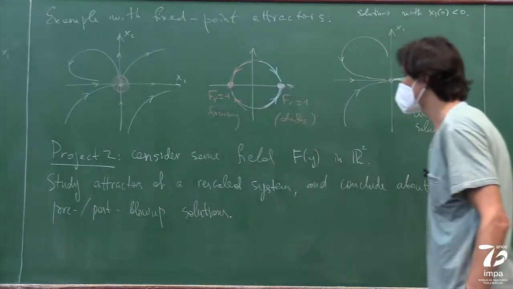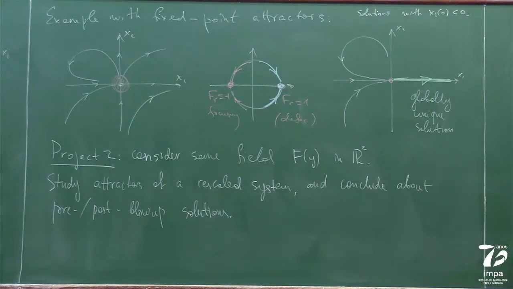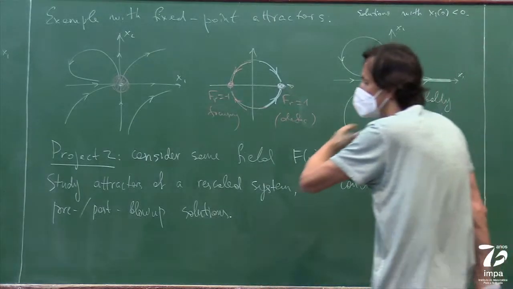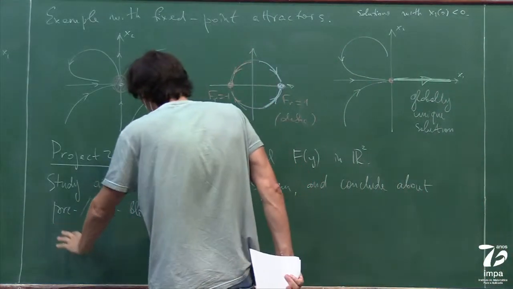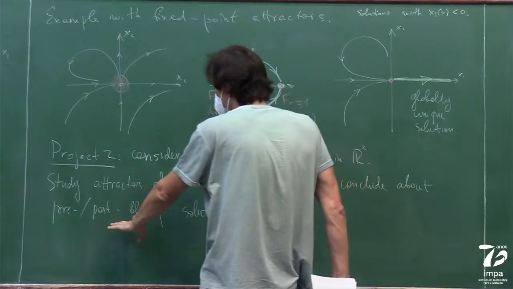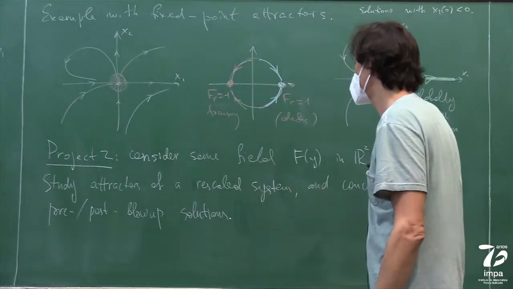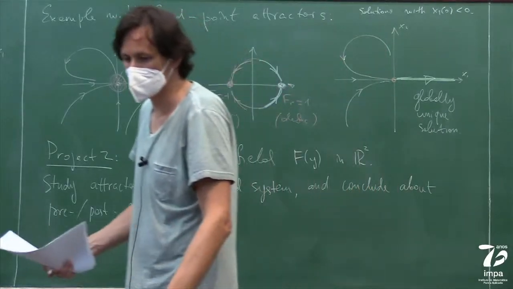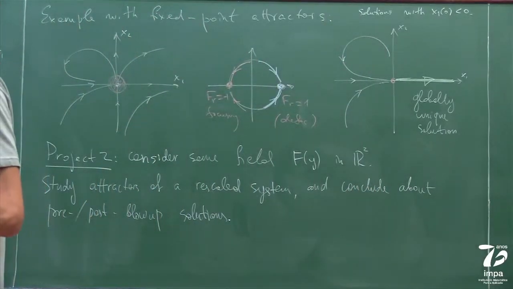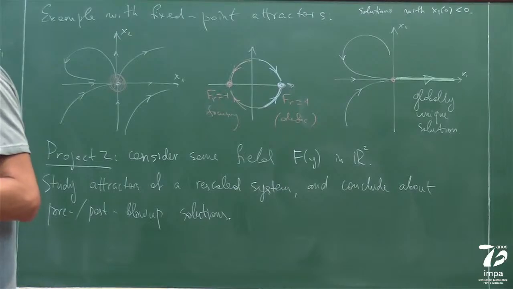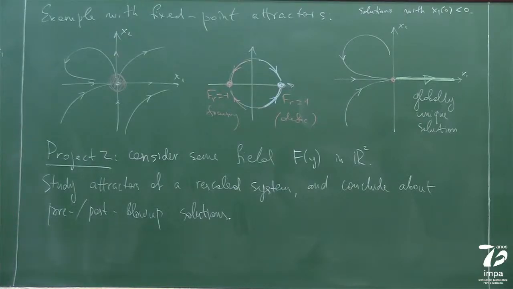So what is the pre-blow up solution? Depending on the initial condition, what is the asymptotic pre-blow up solution, and what will be the post-blow up solution if you make a choice with the regularization? This is a project that you can do analytically, and it can be supported numerically. So that's a second thing to do, and then send it to me. Okay.